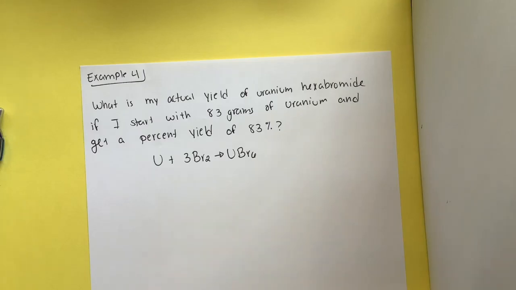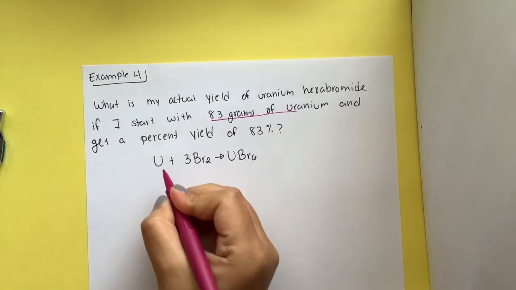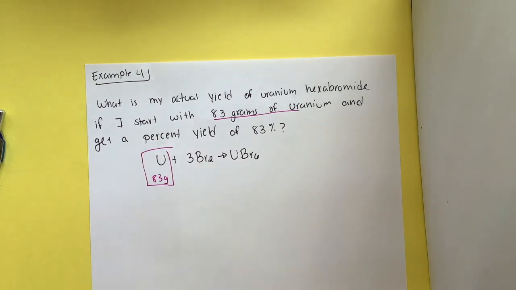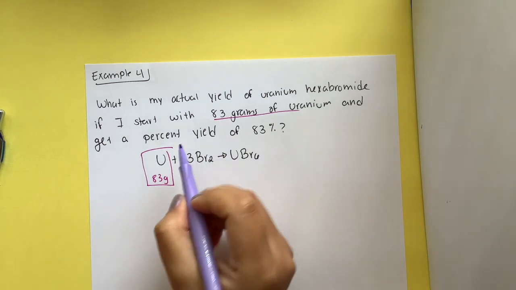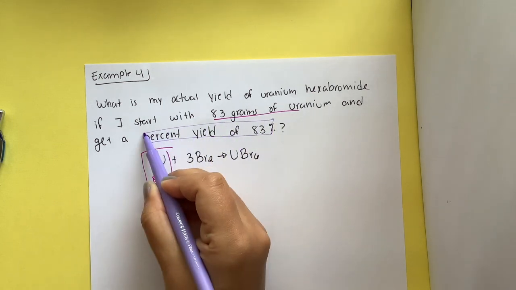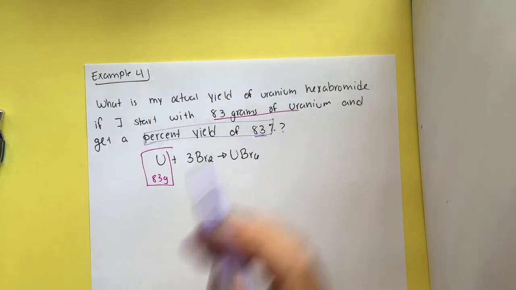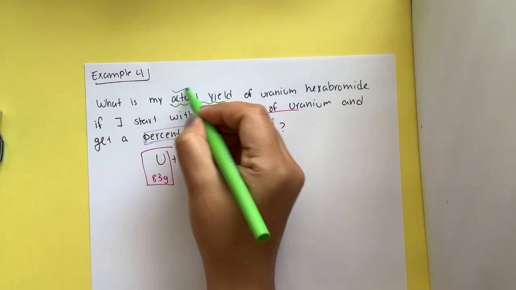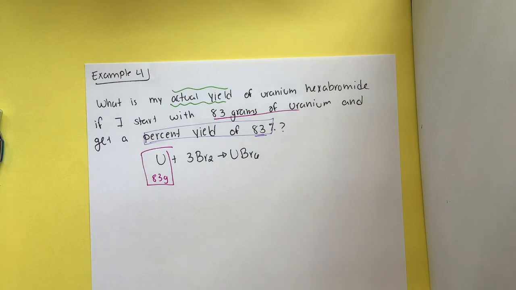Okay, so this last problem says, what is my actual yield of uranium hexabromide if I start with 83 grams of uranium? So I start with 83 grams of uranium. I have 83 grams. And I get a percent yield of 83%. So my percent yield is 83%. And what the question is asking me for is, what is my actual yield? Okay, so this question is asking me for the actual yield. So what is the yield that I got when I did the experiment?